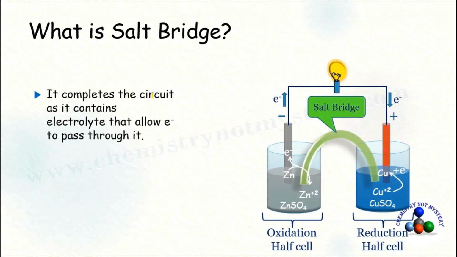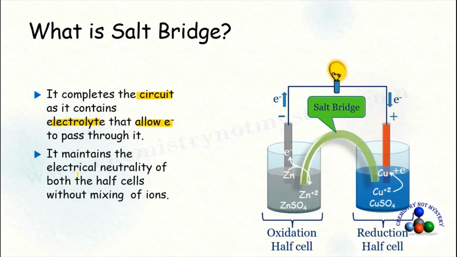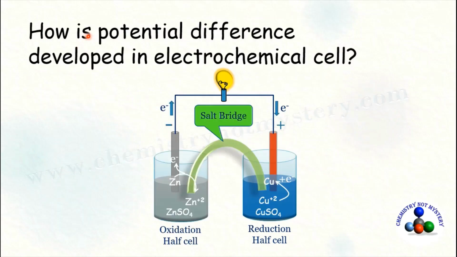That's how the salt bridge completes the circuit, as it contains an electrolyte that allows ions to pass through it. It also maintains the electrical neutrality of both half cells without mixing of ions. We know current flows across the potential difference, but how is potential difference developed in an electrochemical cell?